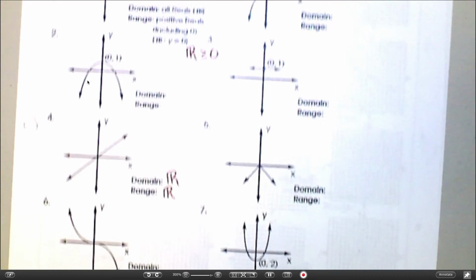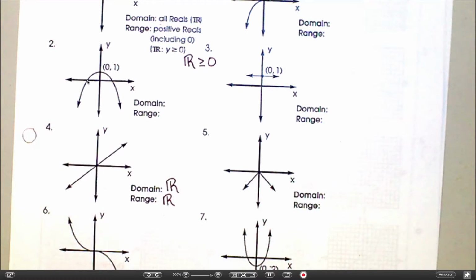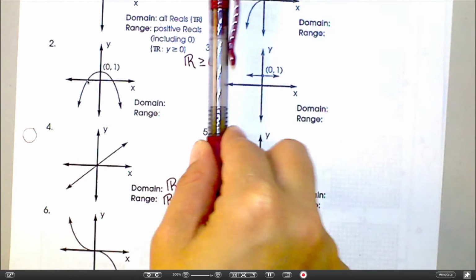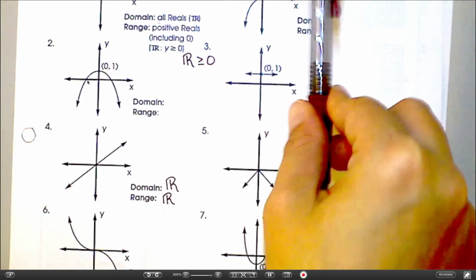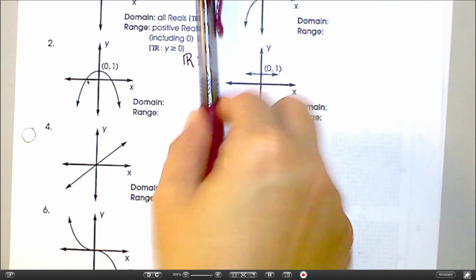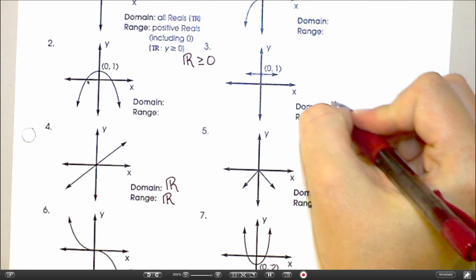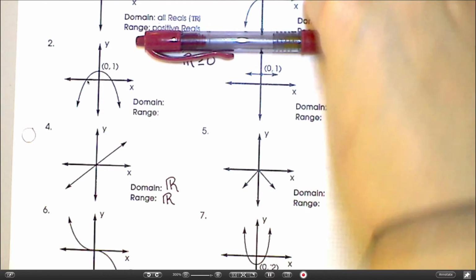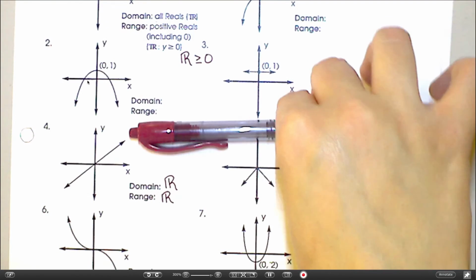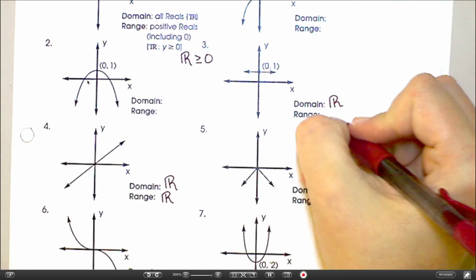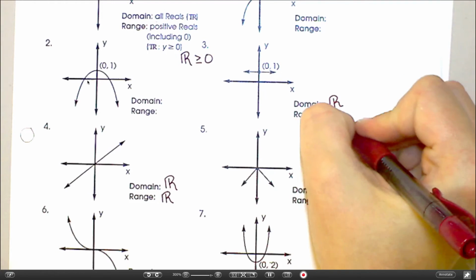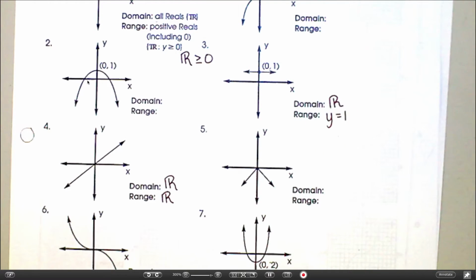Let's look at number 3 real quick. What's the domain for number 3? Because to the left and to the right, it's going to hit everything, right? And that's how I would ask yourself these questions. If I put my pen to the left, pen to the right, is it going to hit everything? Yes. So that's all reals. What about above? No. Below? No. What's the only y number it's ever going to hit? 1. So I would just say y equals 1.